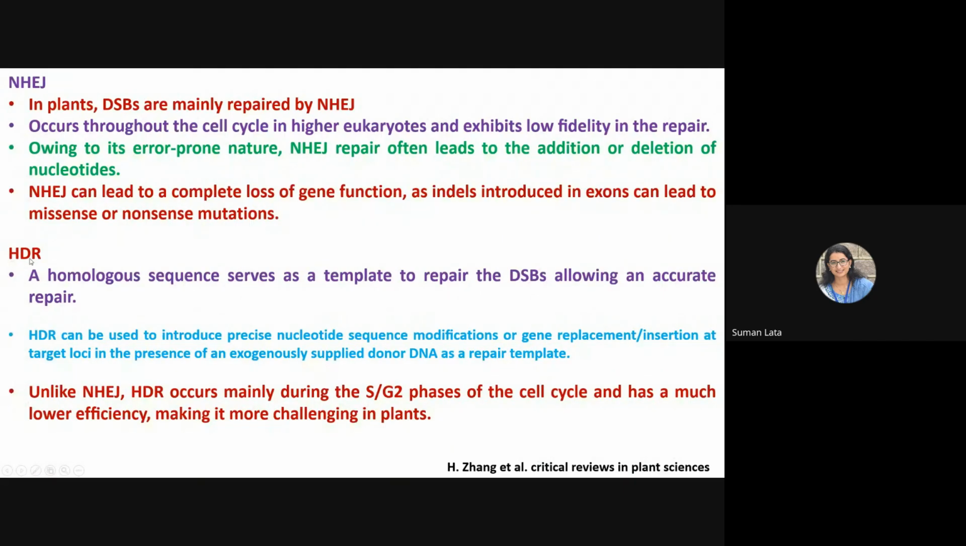Now coming to the homology-directed repair, that is HDR. In case of HDR, a homologous sequence serves as a template to repair the double-stranded break. It allows accurate repair. HDR is used to introduce precise nucleotide sequence modifications and gene replacement or insertions at target loci in the presence of exogenously supplied donor DNA as a repair template. HDR operates only during the S phase and G2 phase of the cell cycle, and it has lower efficiency, so it is more challenging in case of plants.